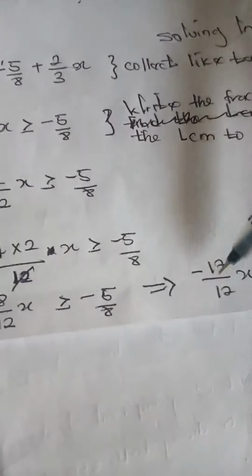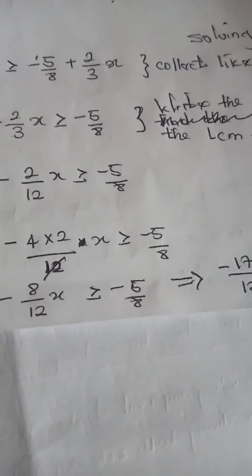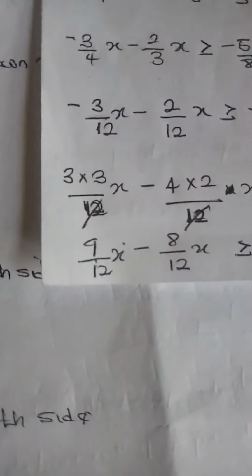Continue. Now when you add your 9 plus your 8, you get minus 17 over 12x is greater than or equal to minus 5 over 8. So you wanted to just get common denominators and bring the equation as one. And that's what we did here now. We got the equation here as one.